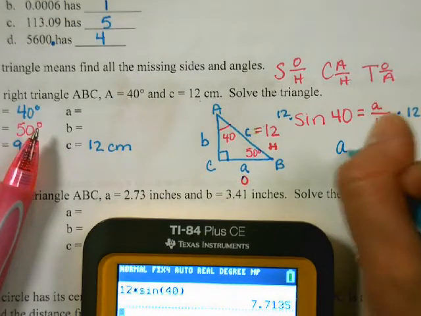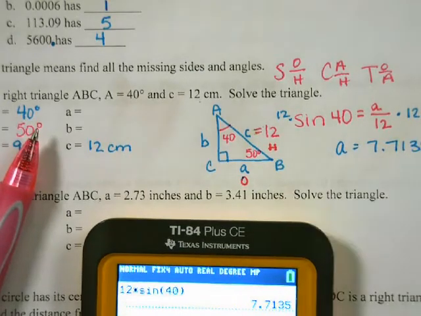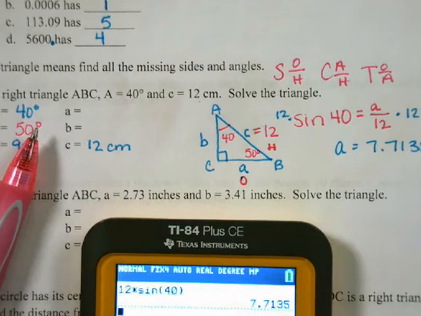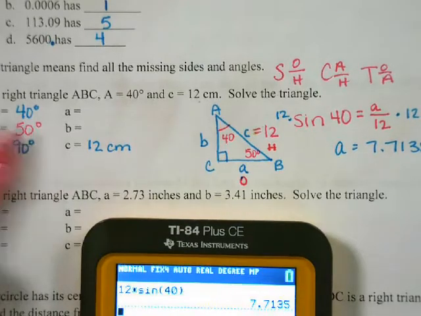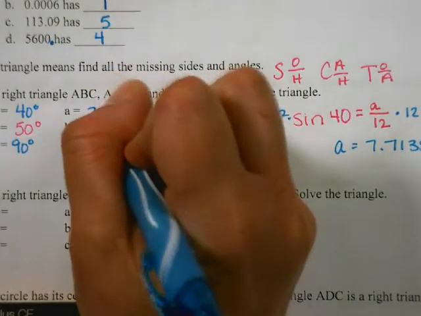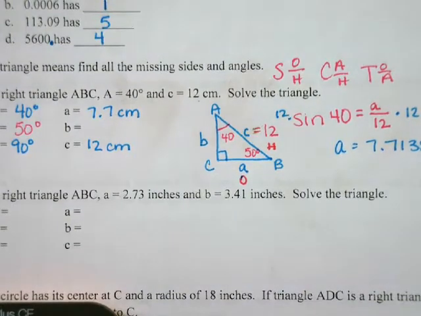Okay, so A is 7.7135. What technically, when I round it, should I put on my answer? 7.7, right? Because I want two significant digits. Now, technically, we've got lots of ways that we can find B, right?